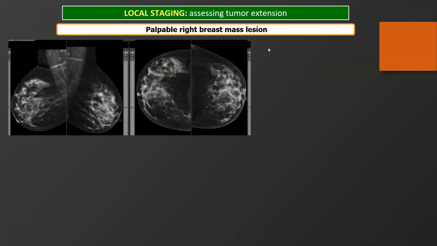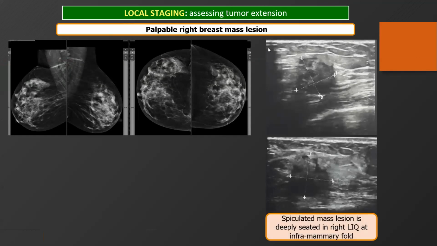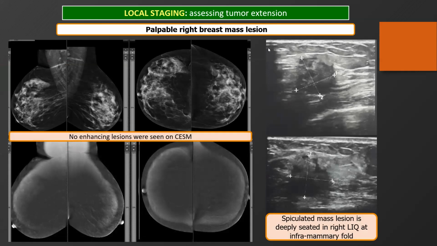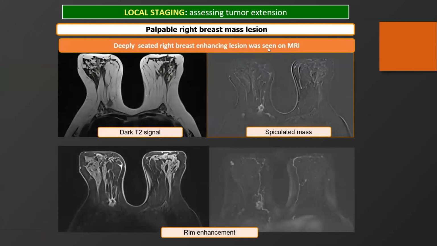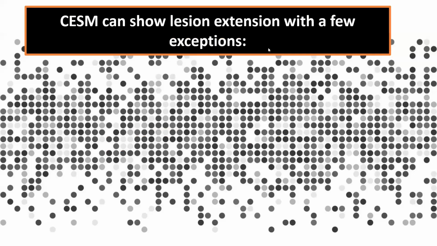This is a patient with a palpable right breast mass lesion, and the mammogram was very dense. The ultrasound revealed a spiculated mass, which is very deeply seated in the right lower inner quadrant at the inframammary fold. No enhancement was detected on the contrast mammography, but with the MRI, a rim enhancing spiculated mass was seen deeply seated in the breast. So it was not detected by the contrast mammography because of the position of this mass.